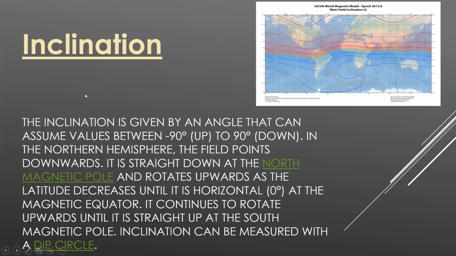Inclination. The inclination is given by an angle that can assume values between 90 degrees up and 90 degrees down. In the northern hemisphere, the field points downwards, straight down at the north magnetic pole, and rotates upward as the latitude decreases until it is horizontal, zero, at 0 degrees.